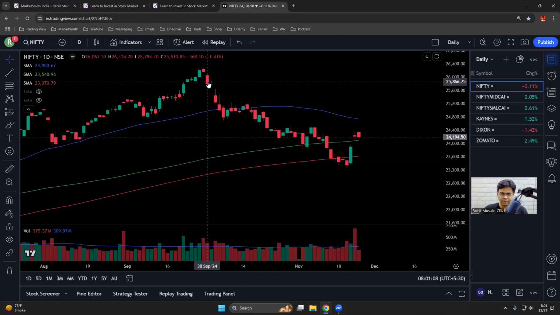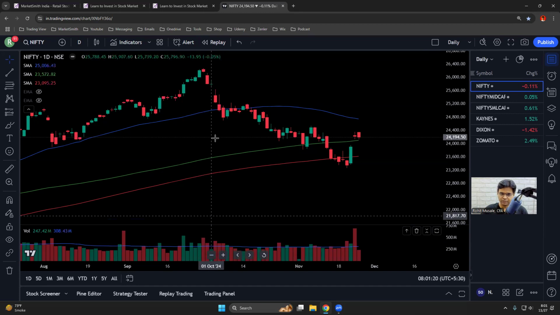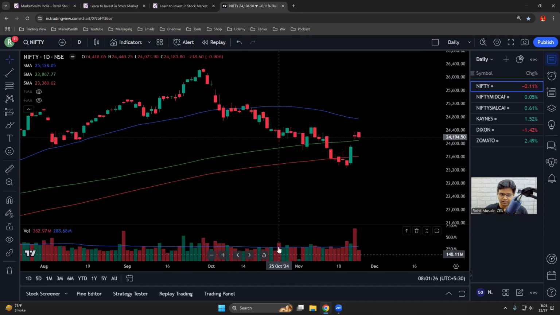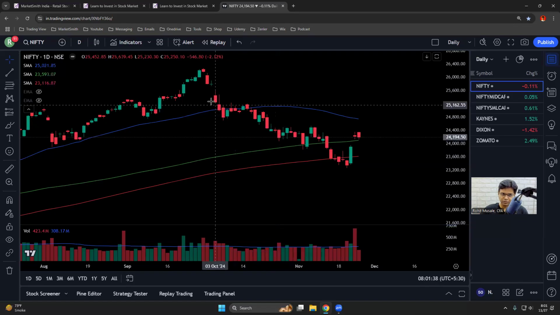If you look at this candle, it has closed 1.41% down. However, the second condition is not satisfied. The volume on that day is lower than the volume on the previous day, so this is not a distribution day. This is a distribution day. Have a look at this day. It has closed 0.9% below and the volume is above the previous session volume. So that's a distribution day. This is a distribution day. This is a distribution day. So the volume should be higher than the previous session's volume.